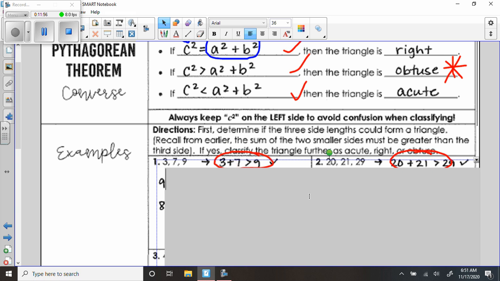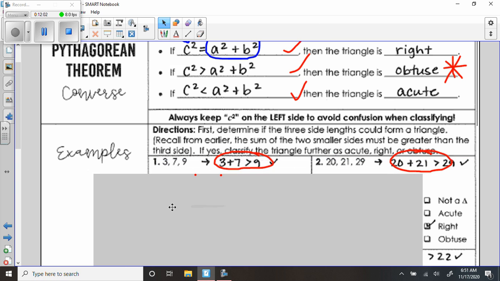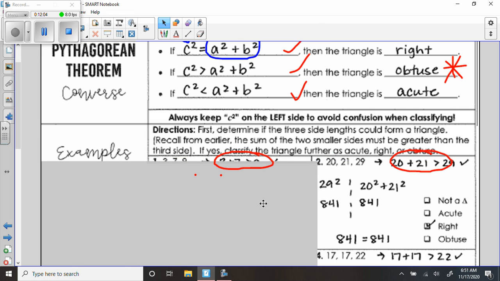Okay, so number 2, me trying to get this to work. Hey, there it goes. Let's look at 29 squared versus 20 squared plus 21 squared. So these are equal. So this is a right triangle. 841 equals 841. That's why I checked right.